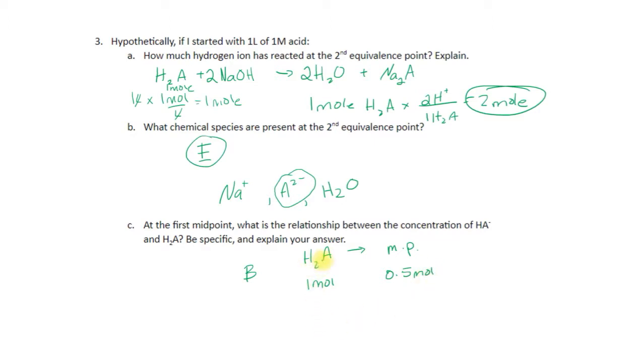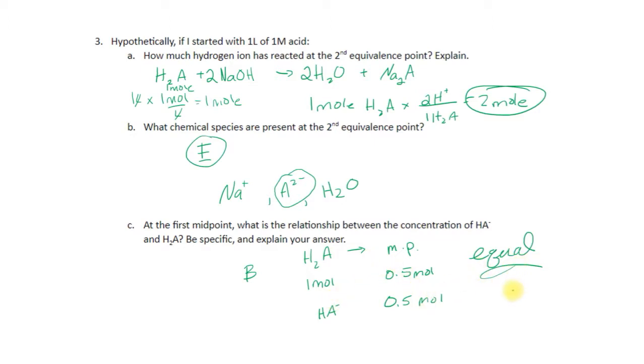At the same time, if we're converting half of that, we're also forming this chemical. And so if I start with 1 mole, I'm going to make half a mole of this, half a mole of this. So in other words, your acid and your conjugate are equal. Okay, so the concentration of the acid and the conjugate are equal.